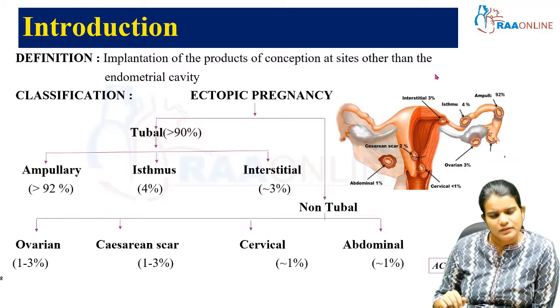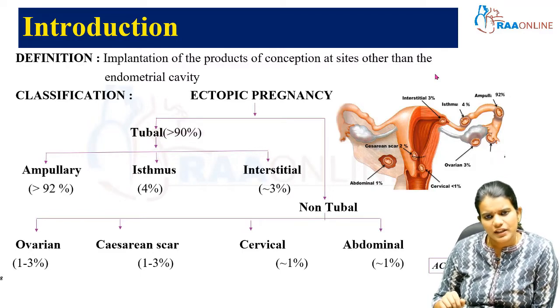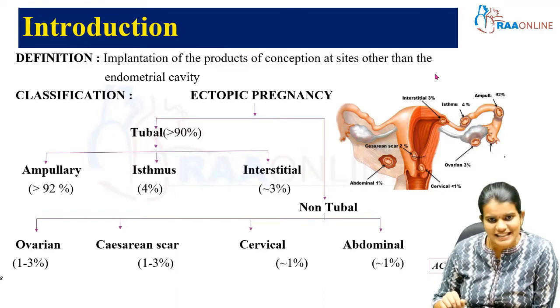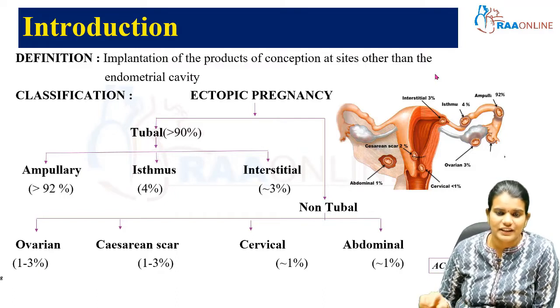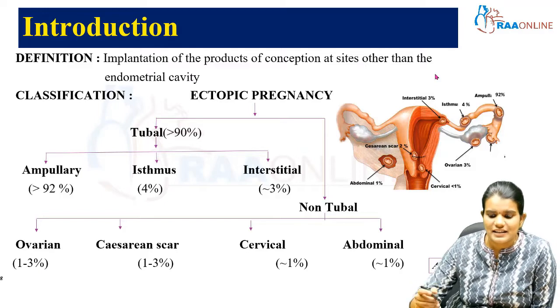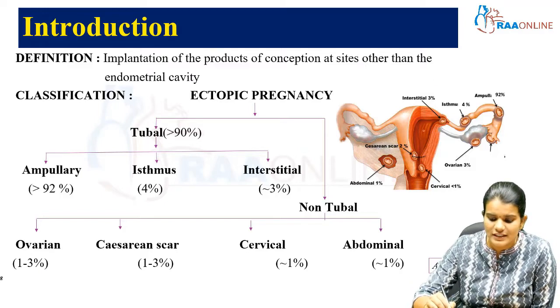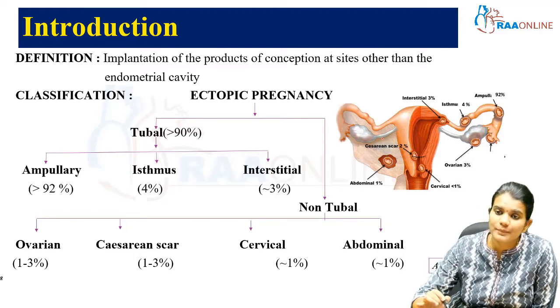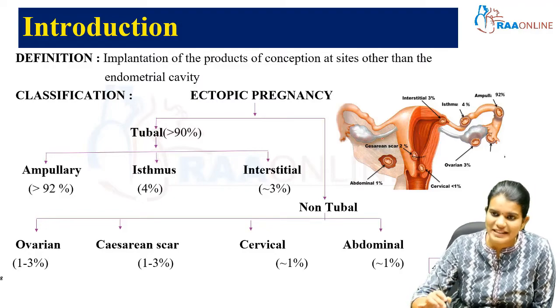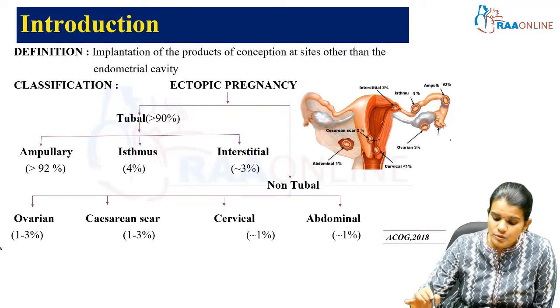So the definition according to the books is implantation of the products of conception at sites other than the endometrial cavity. Whatever is implanted inside the uterus is called the intrauterine pregnancy, and any pregnancy that is lying outside the uterus according to the books is the ectopic pregnancy. There is also a term called eccentric pregnancies, which I will deal with in the further course of the presentation. So this 2 to 3% of the pregnancies can lie anywhere.